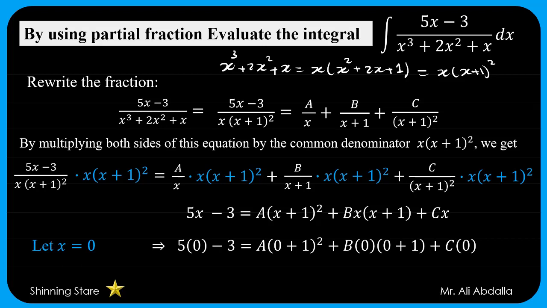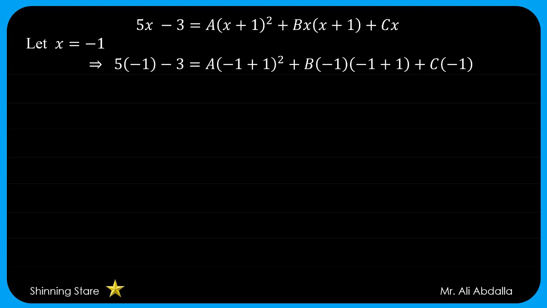Let x equal 0, substitute by x equal 0. We can simplify, then we can find A equal negative 3. Let x equal negative 1, then we have 5 times negative 1 minus 3 equal A times (negative 1 plus 1) to power 2 plus B times negative 1 times (negative 1 plus 1) plus C times negative 1. Then you can simplify and we get negative 8 equal negative C. Then C equal 8.